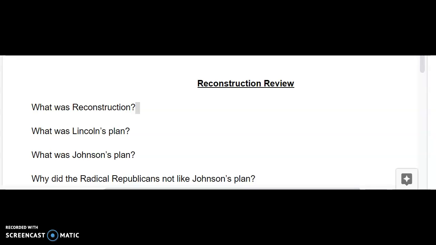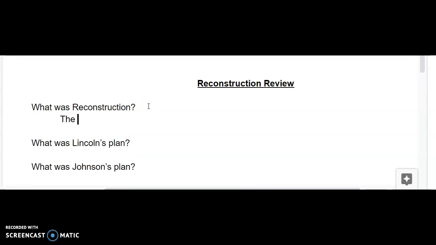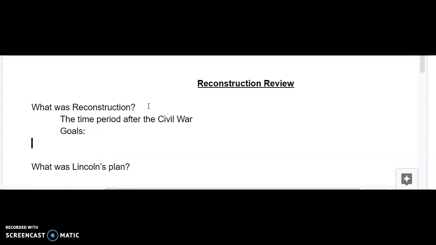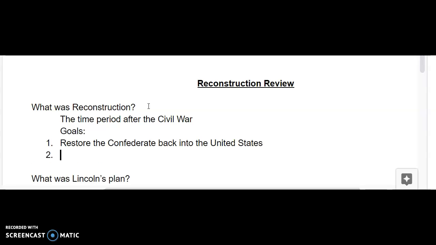First off, what was Reconstruction? Reconstruction can be defined in a number of ways. It is the time period after the Civil War. And there were a couple goals of Reconstruction. Goal 1 was to restore the Confederate States back into the United States. And goal 2 was to extend civil rights to newly freed slaves. So those are sort of the 2 key goals of Reconstruction.